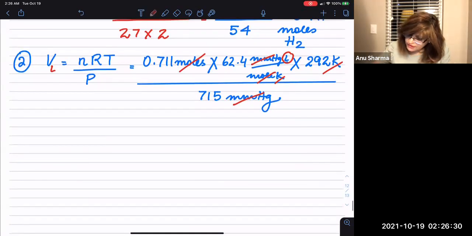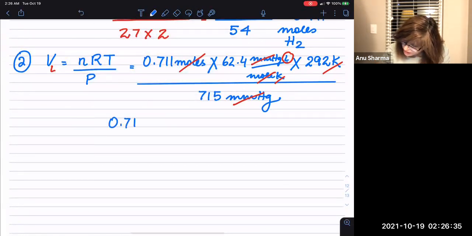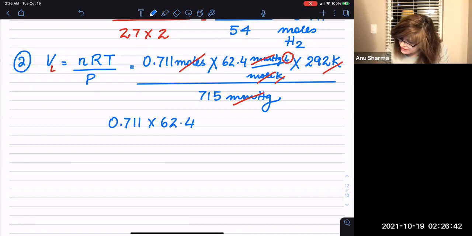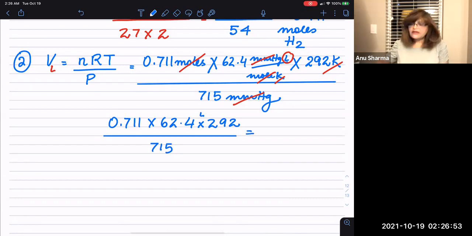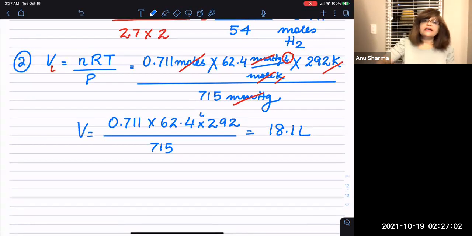Okay, so now you're going to take 0.711 times 62.4, with liters obviously left out, times 292 over 715, and you are going to get the answer 18.1 liters. Okay, that is the volume in liters.